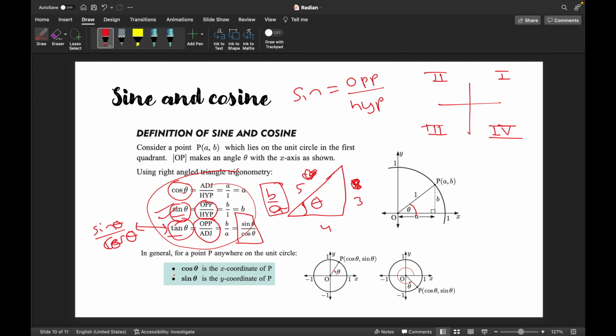This is the thing. And now let's look at this. In general, for a point P anywhere on the unit circle. So unit circle is this, starting with the origin (0, 0) with radius 1. So cos theta is the x-coordinate of P. That makes sense because cos theta is A, right? And sine theta is B. So obviously P would be (cos theta, sine theta) for all the points anywhere on the circumference.